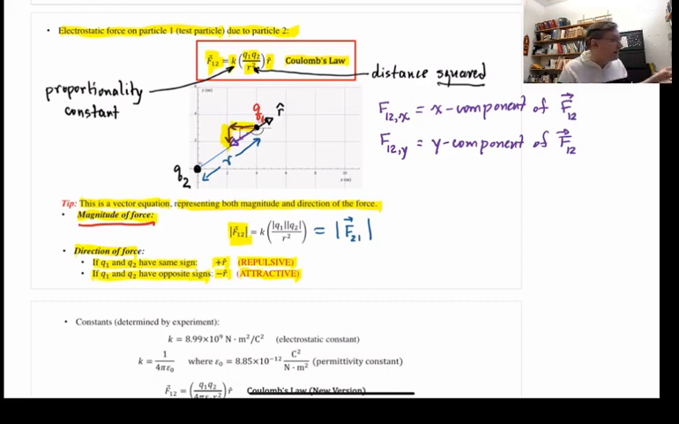All right, we're going to spend a lot of time practicing with getting the direction and magnitude and the components of the electrostatic force.